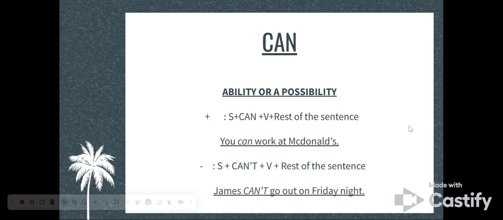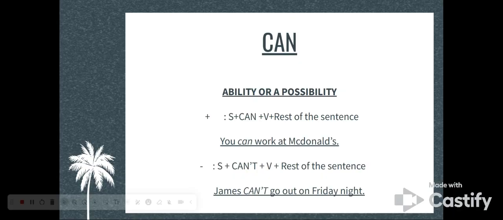Next up, we have the modal can. So yes, can is a verb. It's the verb pouvoir in French. So we also use can as a modal to talk about abilities or possibilities. Okay, une habilité ou une possibilité. So the structure for regular sentences is subject followed by can, then the verb and the rest of the sentence.